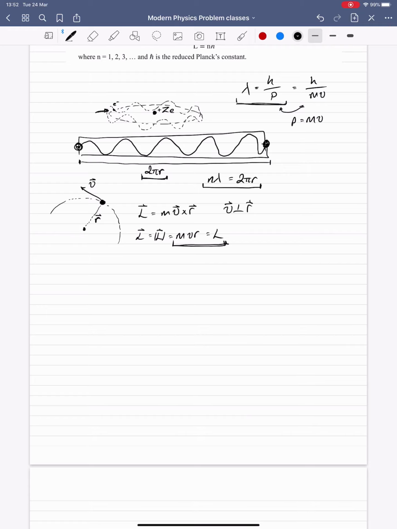So putting that all together, what do we have? Let's put these equations as numbers. Let's substitute 1 into 2, such that we have nh divided by mv is equal to 2 pi r. And as a result, we also have mvr equals L. Let's just put that down here.